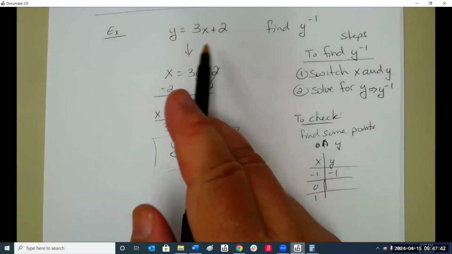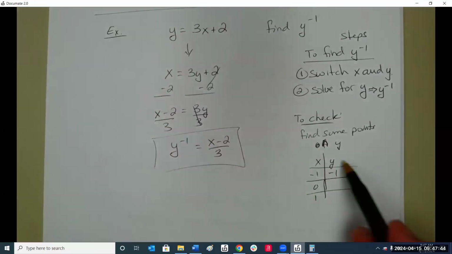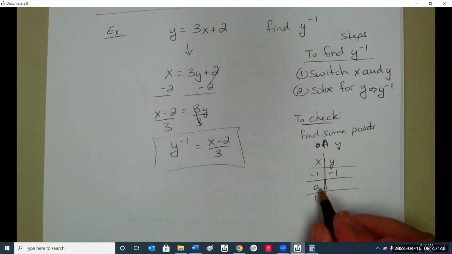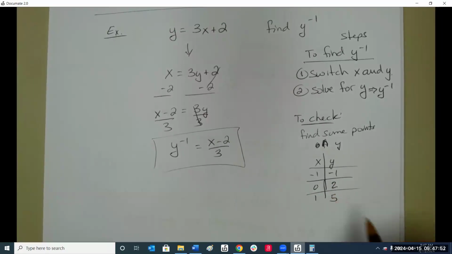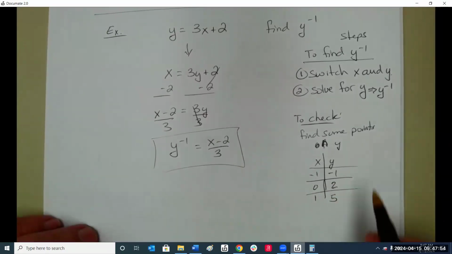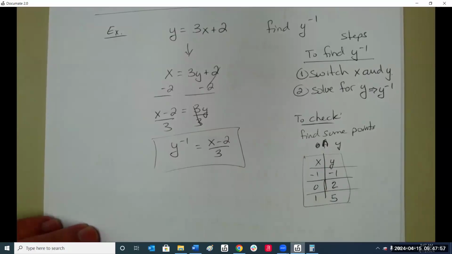Yeah, -1 times 3 is -3, plus 2 is -1. If I put 0 in there, what do I get? 2. And if I put 1, so these are the points of my original graph.